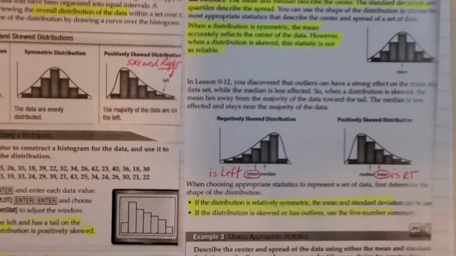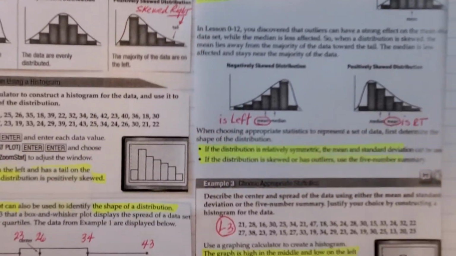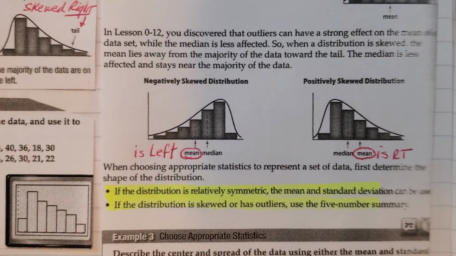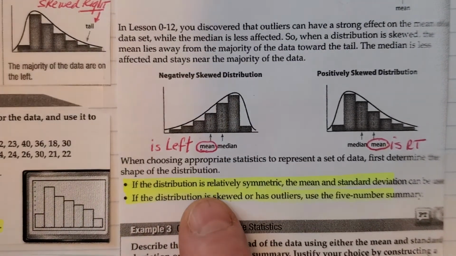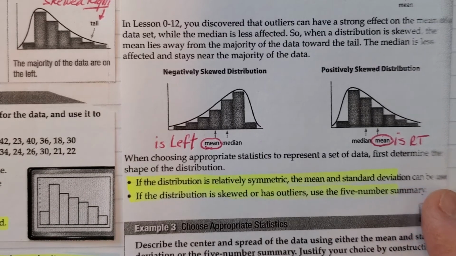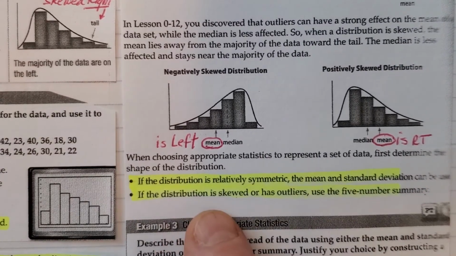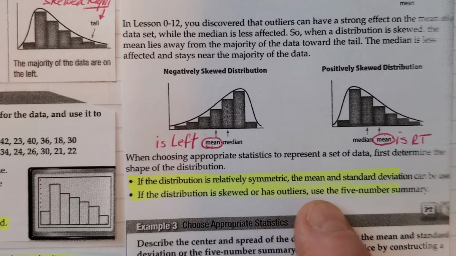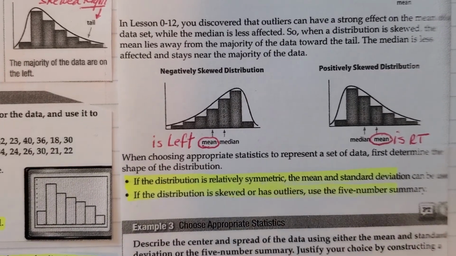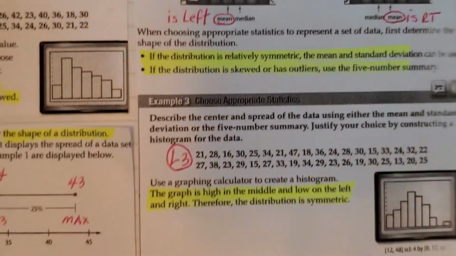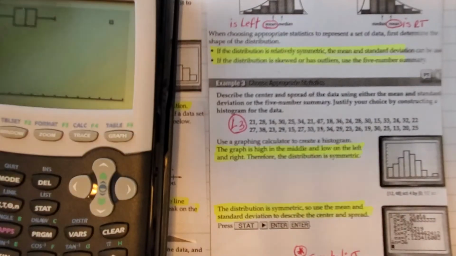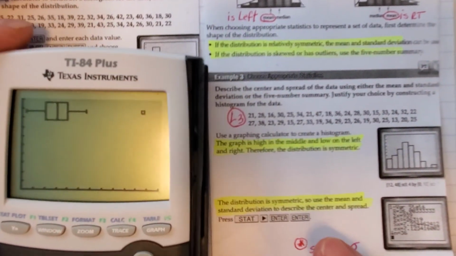Just remember that. All right, if the distribution is relatively symmetric, the mean and standard deviation can be used. If the distribution is skewed or has outliers, use the 5-number summary. So that's the difference between when you're talking about different things. All right, let's do example 3. I'm going to move out a little bit so I can get my calculator in this one.